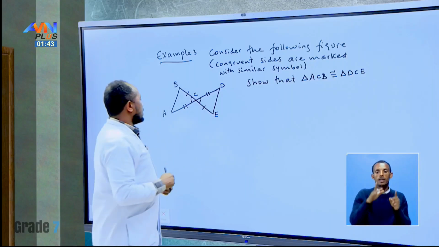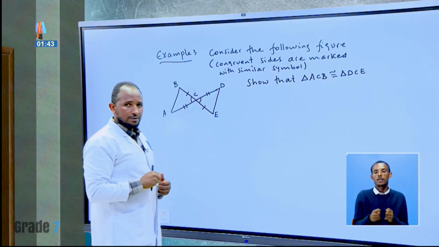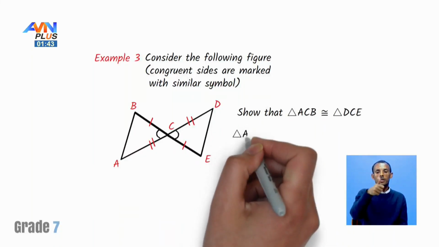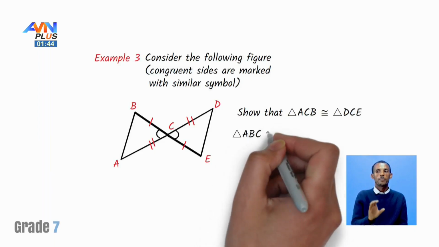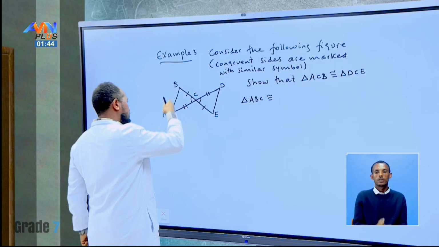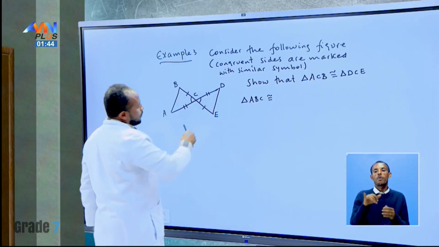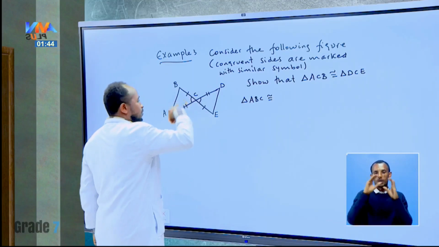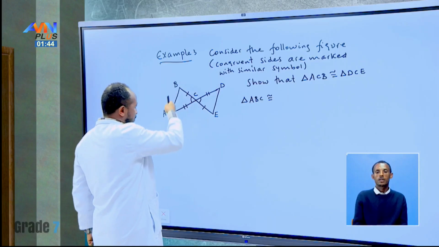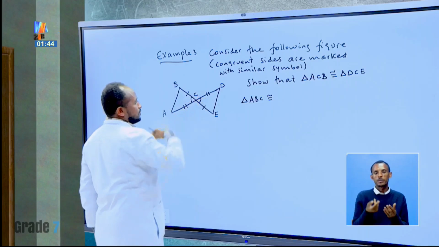Now, in what order does this triangle fit on this one? Let's write that. So here, triangle ABC is congruent to, look, this one. From this part to mark 1, you move in the same order for this triangle. So you move from D, E, C. That means this part fits with this one, this part with this, and this side with CD.